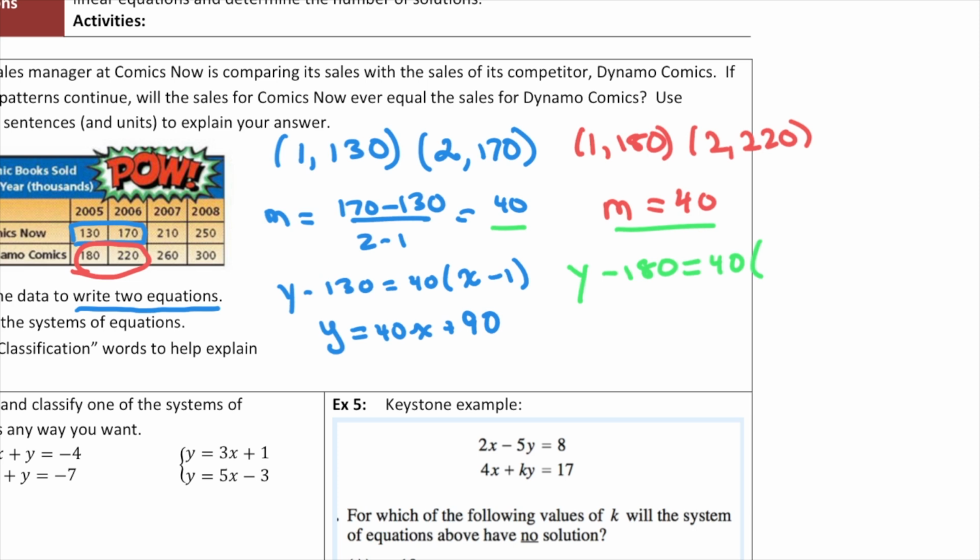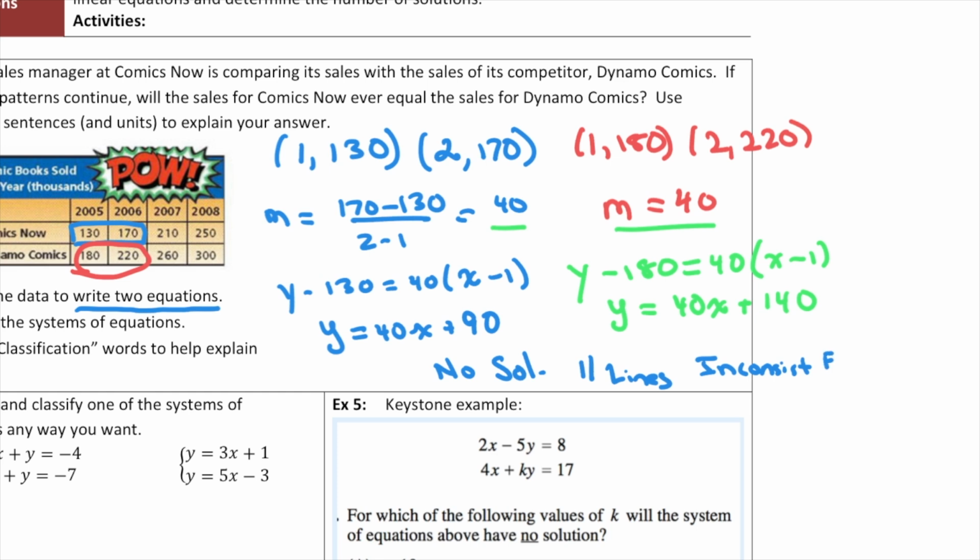So write my system. I have x minus 1, cleaned up, y equals 40x minus 40 plus 180 is going to be plus 140. So these are not the same lines, but they do have the same slopes. And in that case, there is no solution because you have parallel lines. And if there's no solutions, it's classified as an inconsistent system of equations.